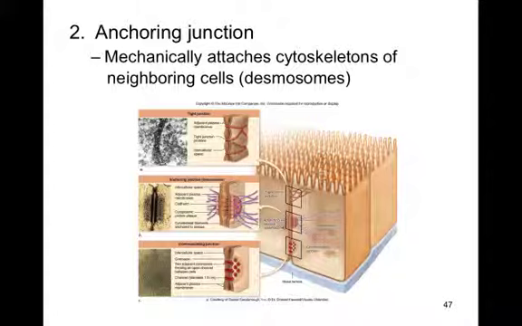Next, there are anchoring junctions. Anchoring junctions mechanically attach the cytoskeletons of one cell to the next cell. These are called desmosomes. You can see an image of desmosomes here. It's pretty much like a rivet. One side inside the cell that's a protein domain attaches to another protein domain on the inside of another cell. Each side literally snaps into the next. Desmosomes attach cells tightly to each other. However, they allow the passage of materials between the cells.